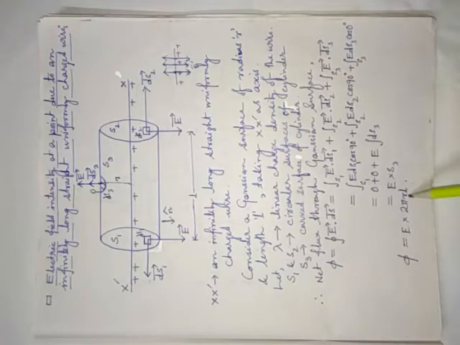Twice pi R is the circumference of the circle into the length of the cylinder. Now we have calculated the value of net flux, that is phi is equal to E into twice pi RL. And now we can apply Gauss's theorem.